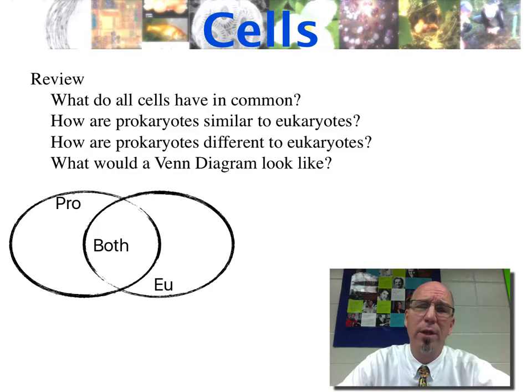Okay, so what I'd like you to do right now in your notes is make a Venn diagram that compares the prokaryotes and eukaryotes. What are similarities? What are differences? So, classic Venn diagram activity. Do that in your notes. We'll share that in class.